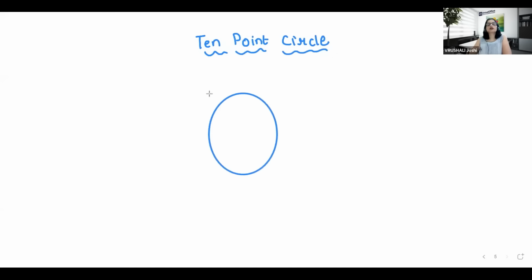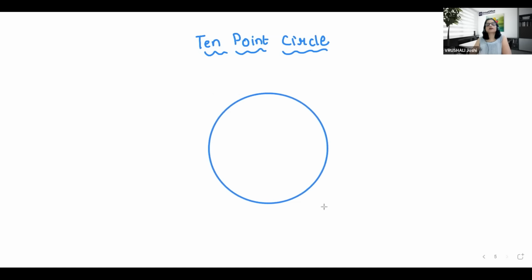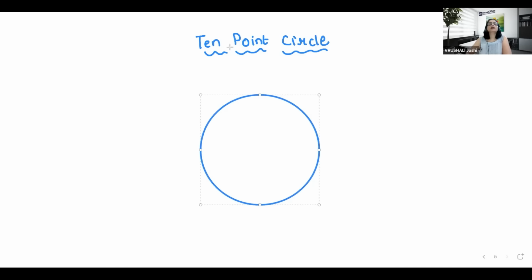But before that, let's understand the logic. See, the name of the lesson is 10-point circle. So we are going to add with the help of the 10-point circle that we are going to see right now. What is this 10-point circle? Suppose this is a circle. And let's write down 10 points on the circle.